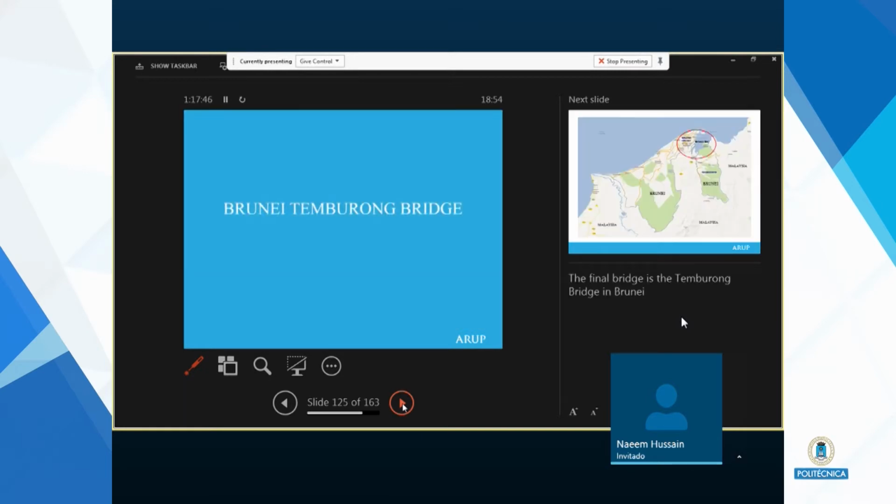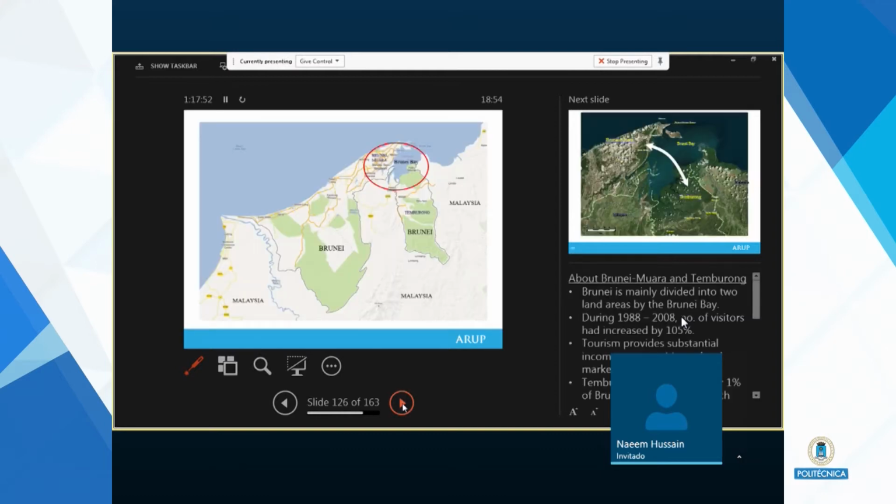Lastly, let me then go back to East Asia and to Brunei. And for people who may not know about Brunei, this is on the island of Borneo. Brunei is a small country which has two parts. One is the western part and the other is the eastern part. And then there's a bay, and in between you've got Malaysia.